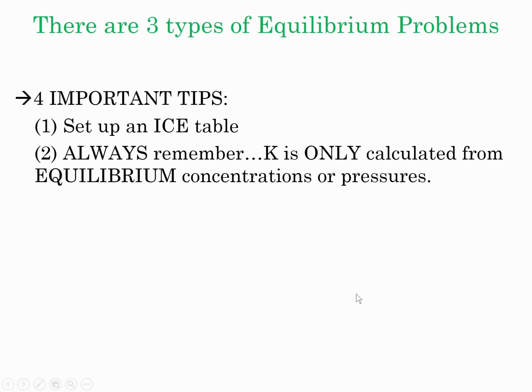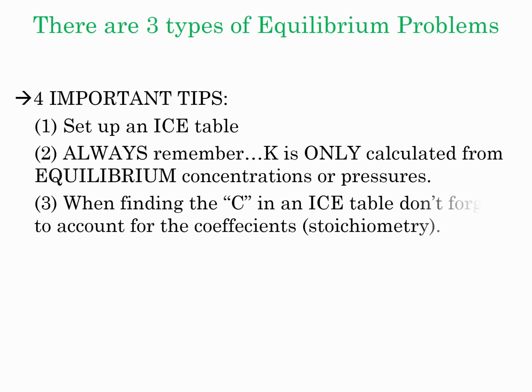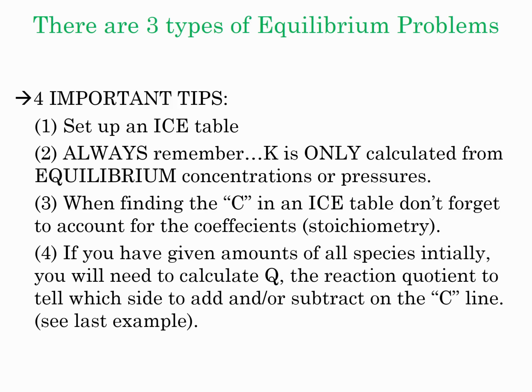So the ICE table represents initial, change, and equilibrium. When you're finding the C in an ICE table, don't forget to account for the coefficients. I'll mention all of these when we start doing the problems, so you may want to refer back to this slide. If you're given amounts of all species initially, you'll have to calculate something called Q, the reaction quotient, to tell which side to add or subtract on the C line, and then see the last example that I do. I'm going to do 3 examples where we use an ICE table.